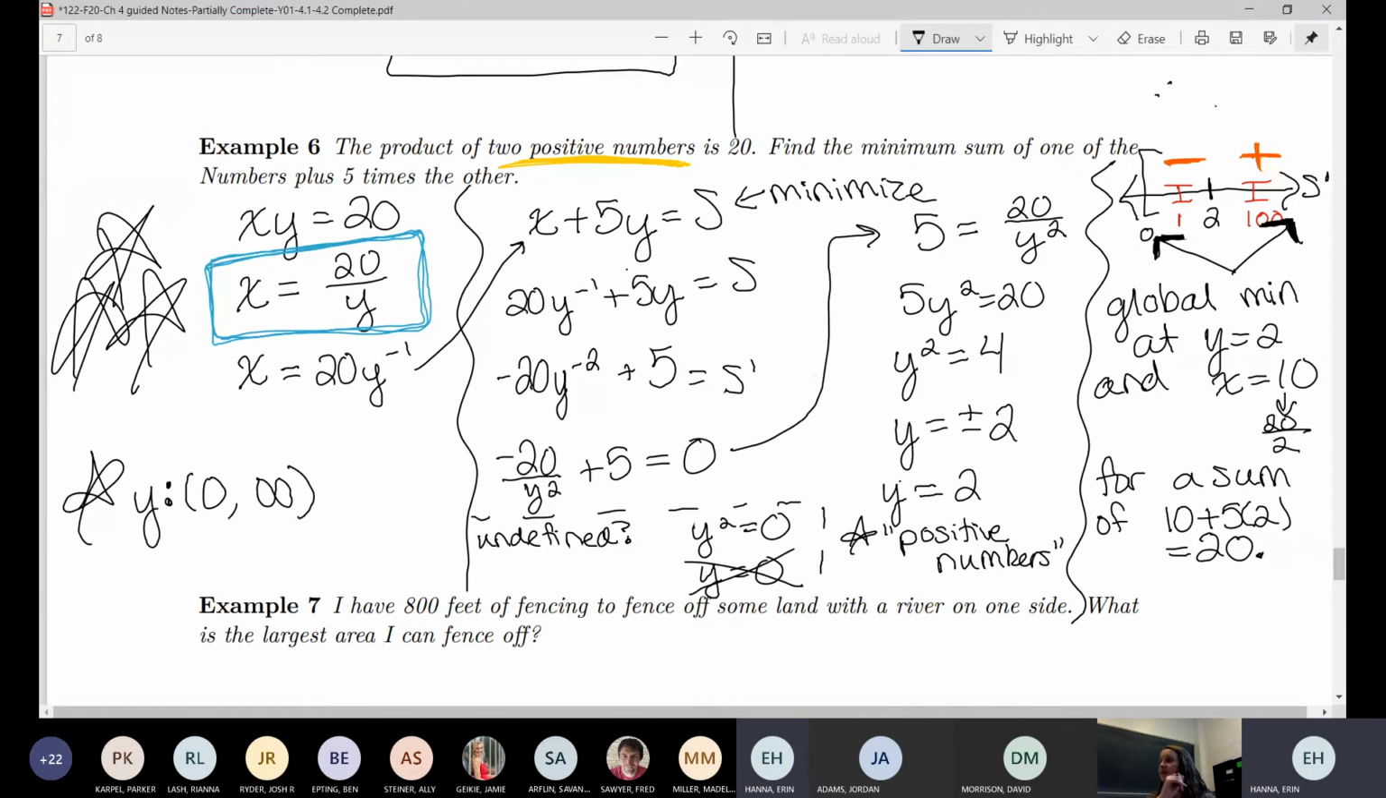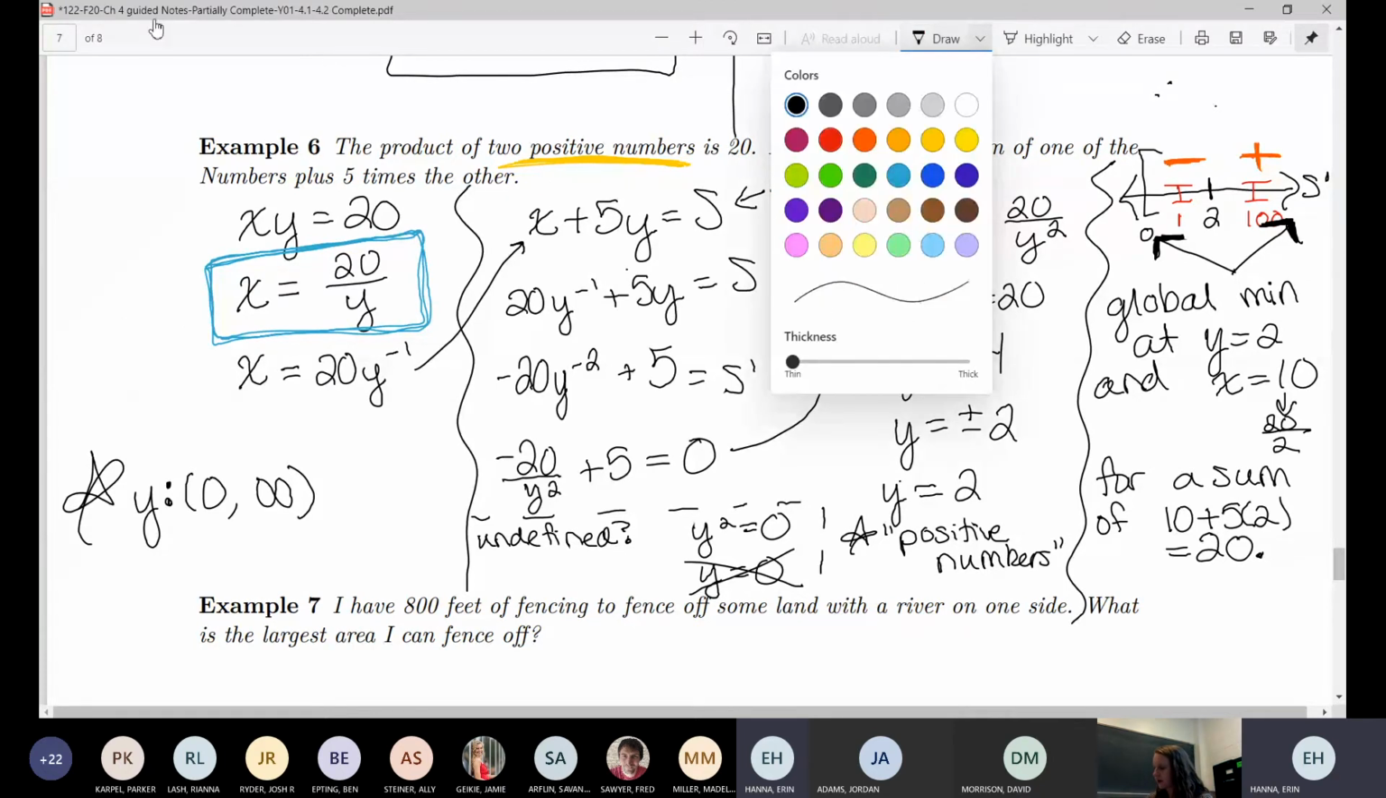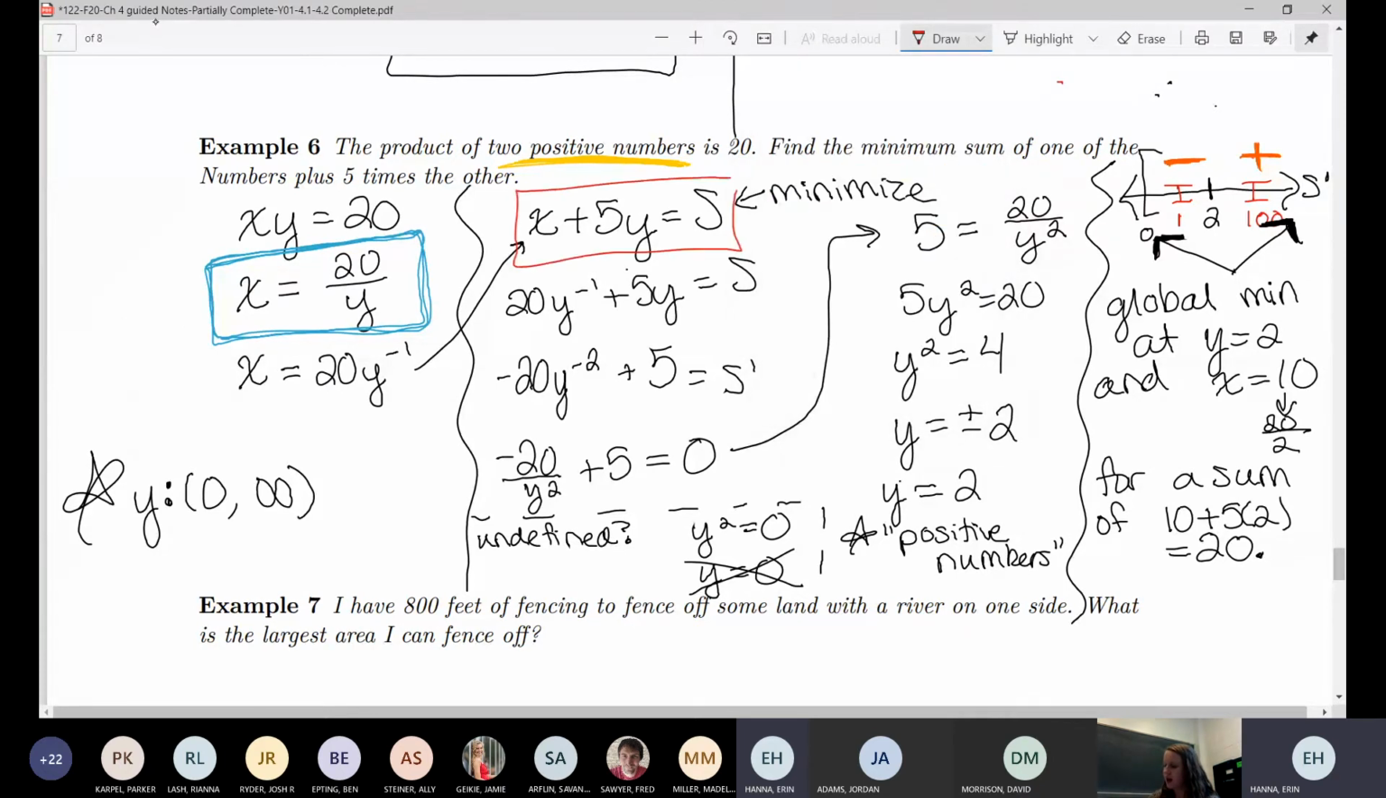How did I find the sum? So I probably should have been a bit more explicit about that, Anastasia. So remember that the original sum is this x plus 5y. So the original sum equation was x plus 5y. So if I know that y is 2 and x is 10, I plug those in, I get 10 plus 5 times 2. So 10 plus 10 is 20. That's where I got that 20 from. Does that make sense, Anastasia?